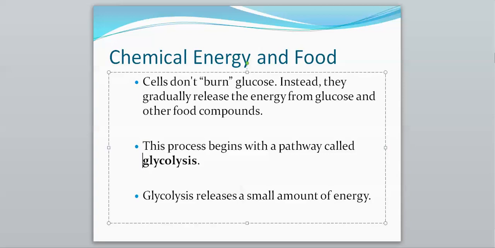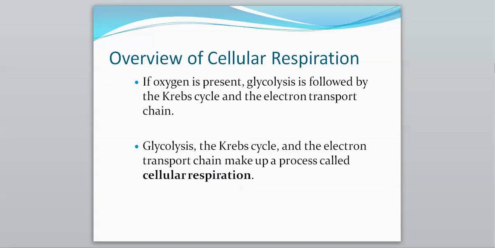If you look at the beginning, gly sounds a lot like glucose, and lysis is a term that means to break things down. So breaking down glucose is glycolysis. After glycolysis occurs, if oxygen is present, it's followed by the Krebs cycle and the electron transport chain. These are just introductions of the terms, and we're going to talk about each one more in depth.